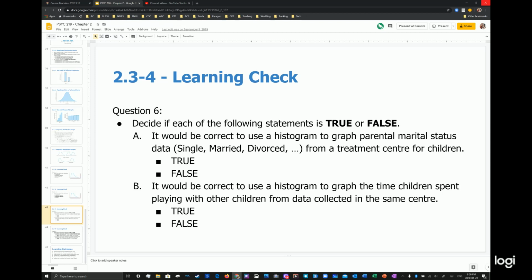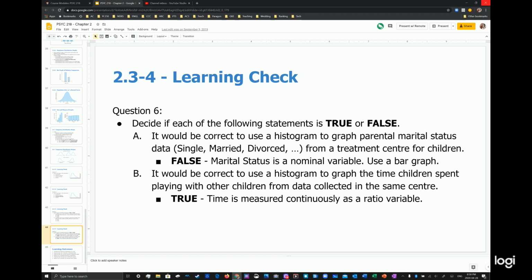Again, is it right to use a histogram for these situations? The first situation being marital status for their parents, and that's a particular scale and a particular type of variable. Or do we use a histogram for time spent? Again, that would be a particular type of variable and on a particular scale.